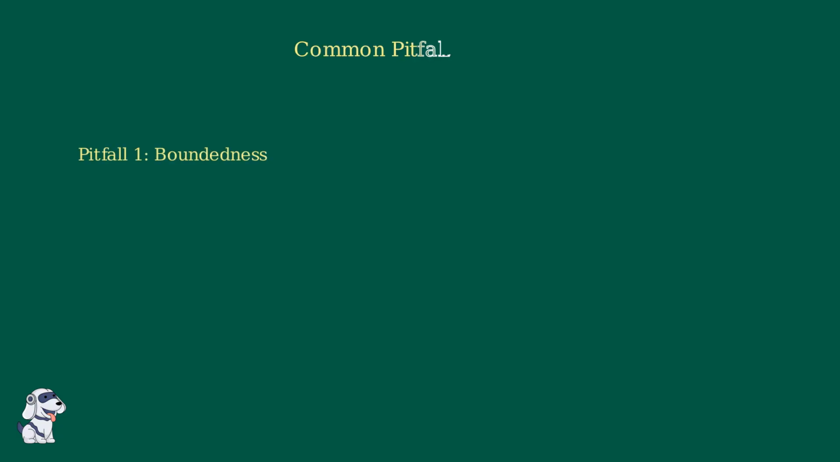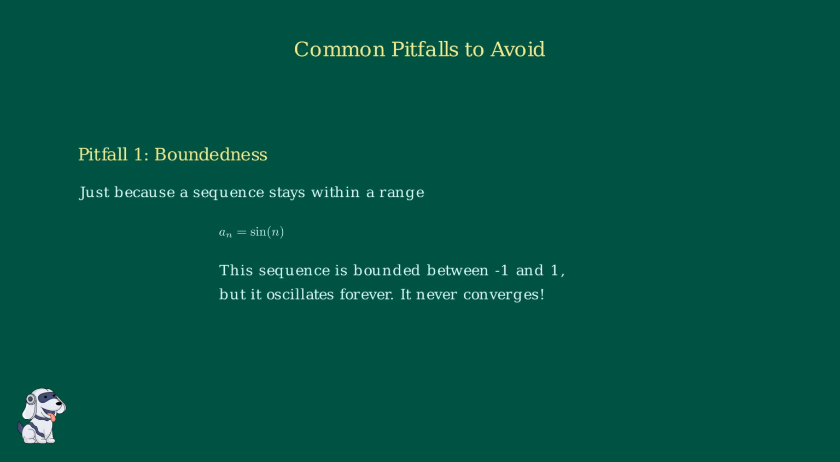The first common trap is confusing boundedness with convergence. A sequence can stay within a fixed range, like -1 to 1, and still fail to converge because it keeps oscillating forever. A classic example is the sine of n.